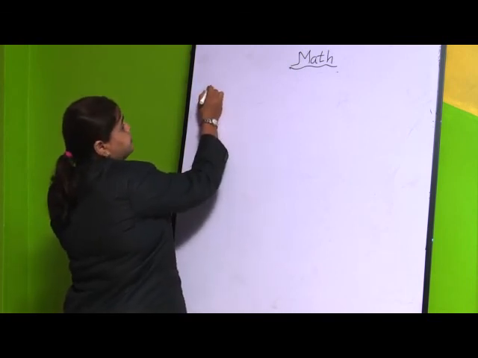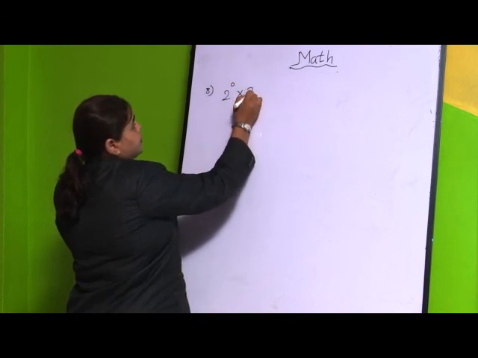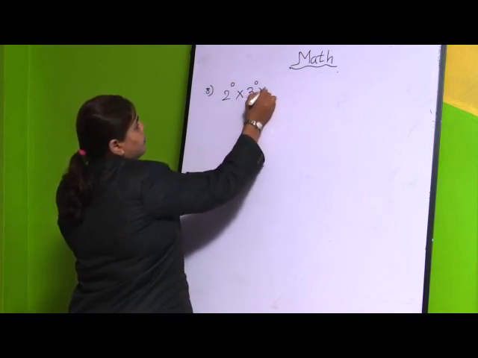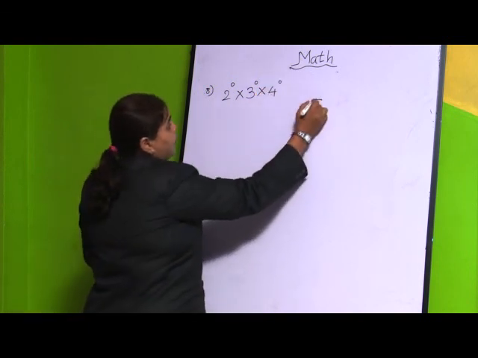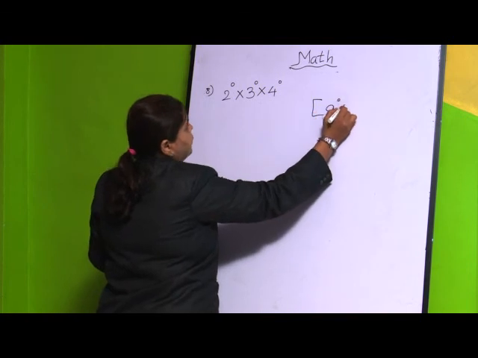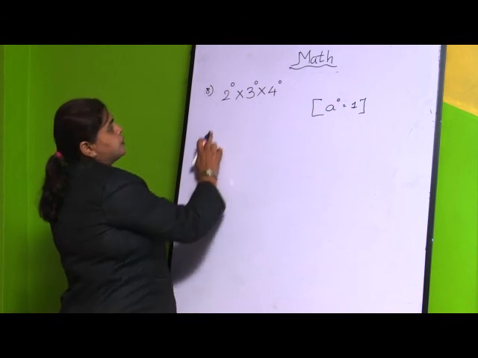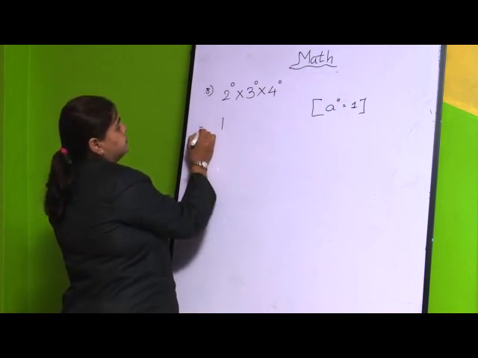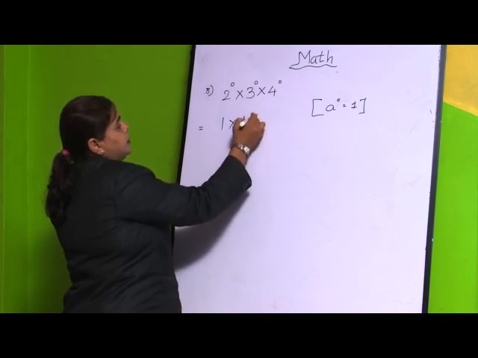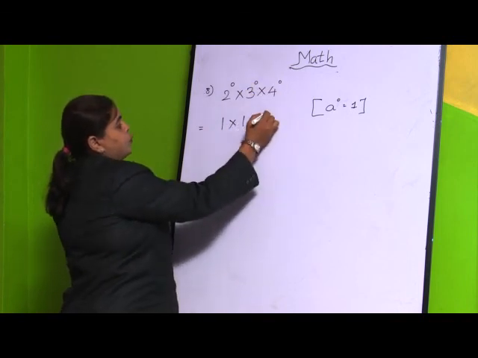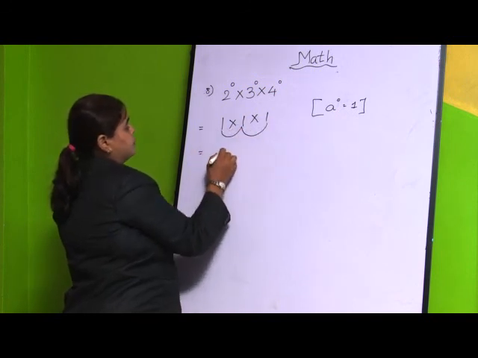The 8th one: 2 raised to 0, 3 raised to 0, 4 raised to 0. Now you know, we already learned that a raised to 0 is always 1. So, in place of 2 raised to 0 we can write 1, into 3 raised to 0 we can write 1, into 4 raised to 0 we can write 1. Now, 1 ones are 1, 1 ones are 1. So, it is 1.